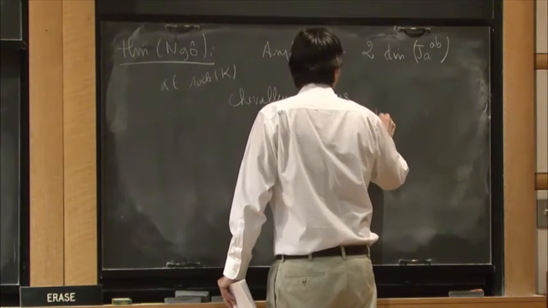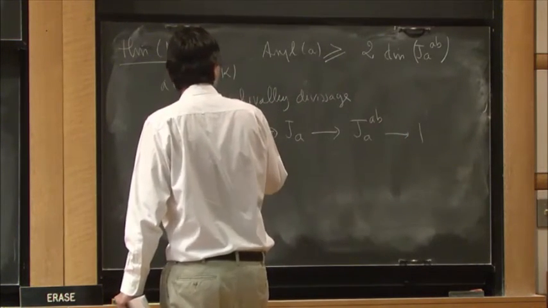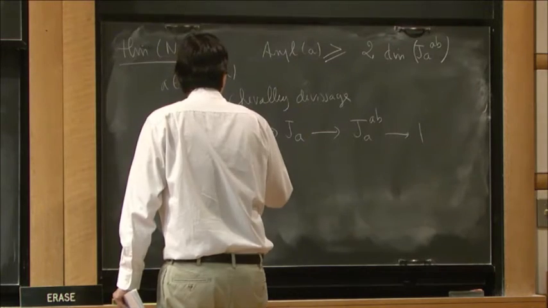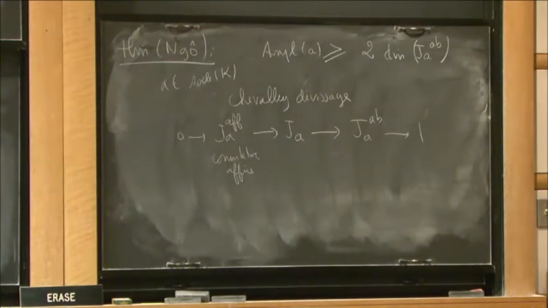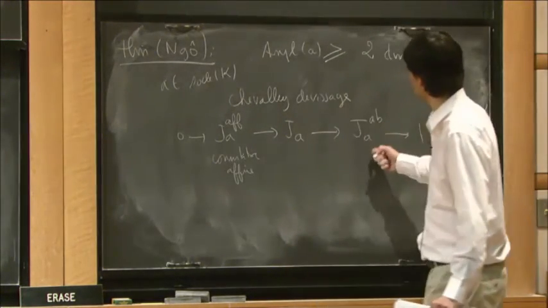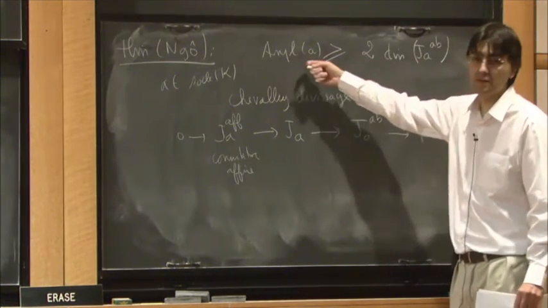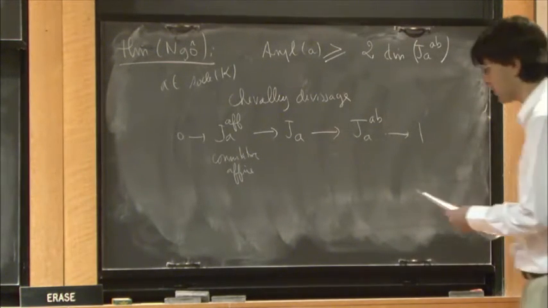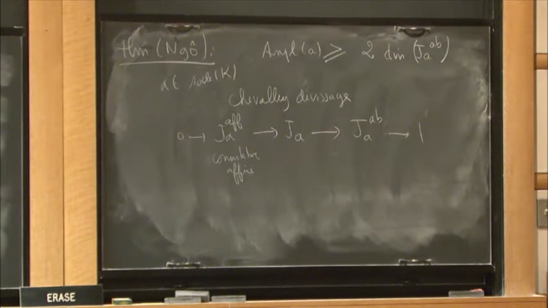As a quotient, we have an abelian variety. And as a kernel, we have an affine group, a commutative affine group, so essentially a unipotent group times the torus. And this is the dimension of this abelian part, which gives you a lower bound on the amplitude. And from this, we can play a game to get the theorem of Ngo.